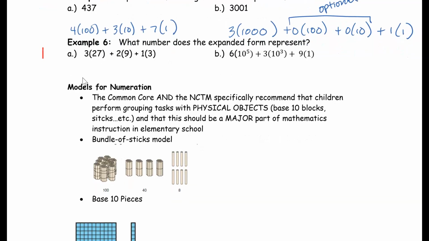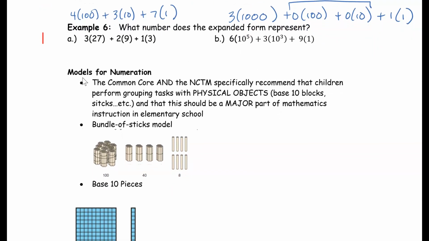Example 6, what number does the expanded form represent? So you could work this out by hand. You could also use a calculator. So you're actually multiplying 3 times 27 plus 2 times 9 plus 1 times 3. So we've got 81 plus 18 plus 3, we get 102.